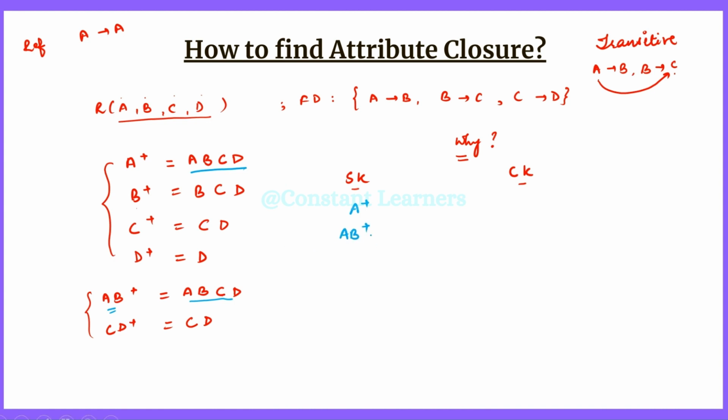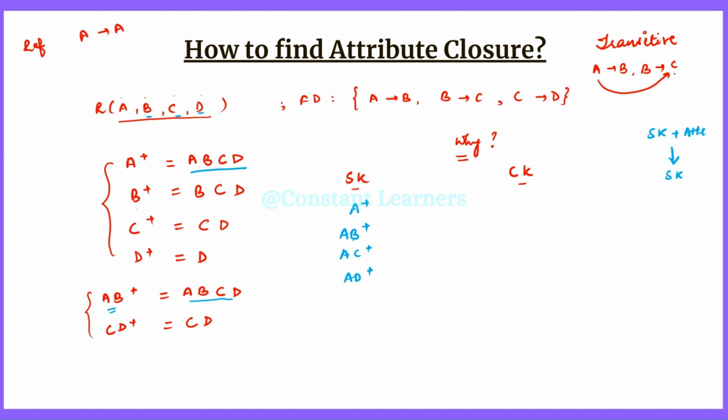Now, when we discussed super key, I explained to you that a combination of a super key with any other attribute will also be a super key, right? Now, since A is a super key, a combination of A with any other attributes, that is B, C, D, will also be a super key, right? So, A, C will also be a super key. A, D will also be a super key.